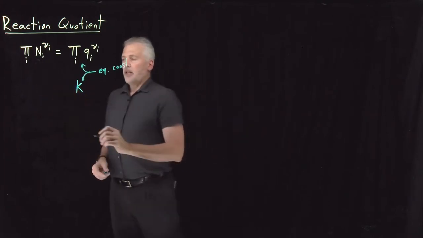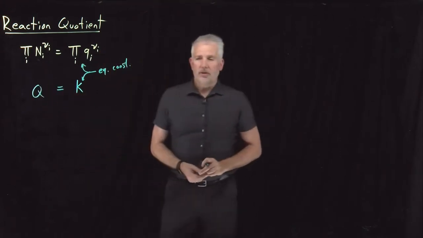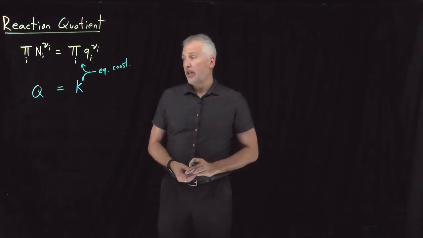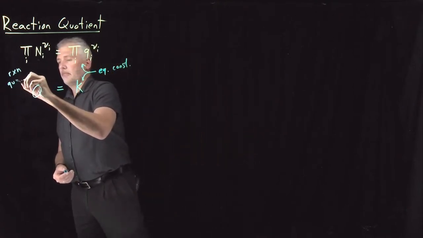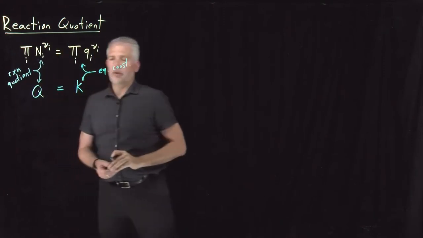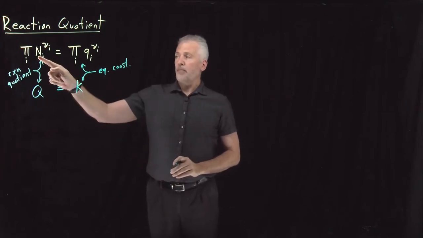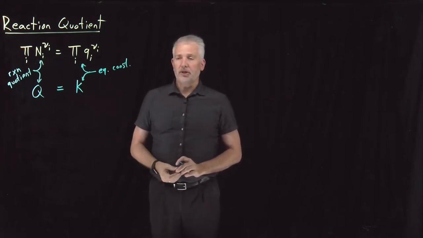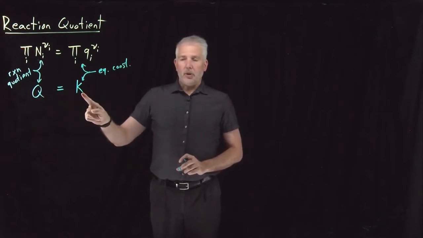The left-hand side also has a name. We also assign a variable to that left-hand side. We call that one Q, and that's called the reaction quotient. So whether we call it Q or whether we write it as this ratio or product of amounts of each species, it's called the reaction quotient. At equilibrium, we say the reaction quotient is equal to the equilibrium constant.